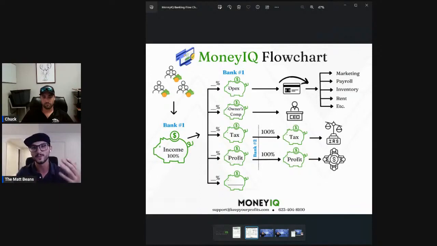So we use multiple bank accounts. It's like the Dave Ramsey envelope method, right? We're using multiple envelopes to say, this is for this, this is for this, this is for this, and this is for this. And it's the same exact habit. I'm just going to open my phone app and look how much money I have in my bank account. So that's why we're doing this.